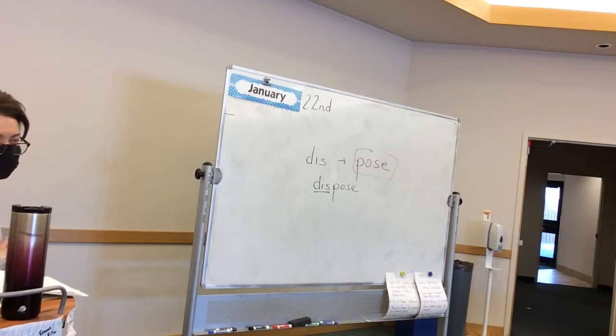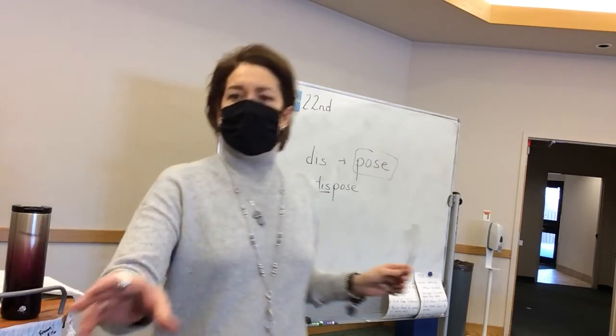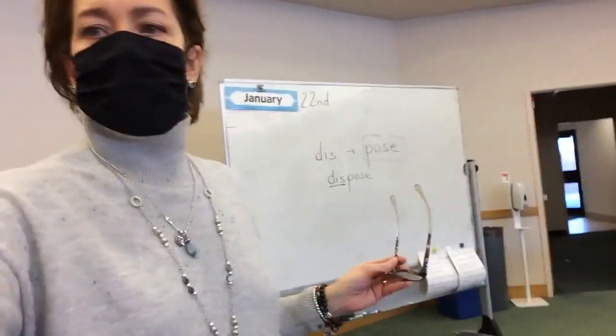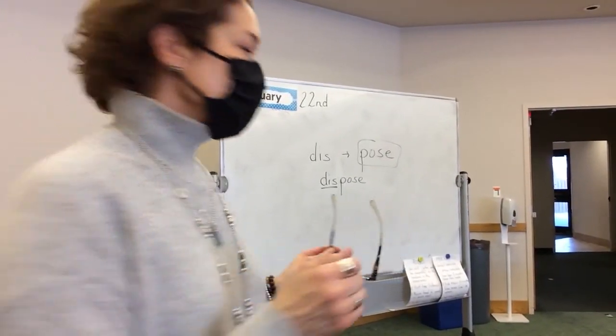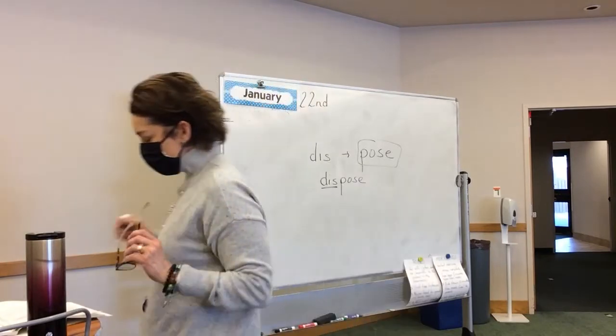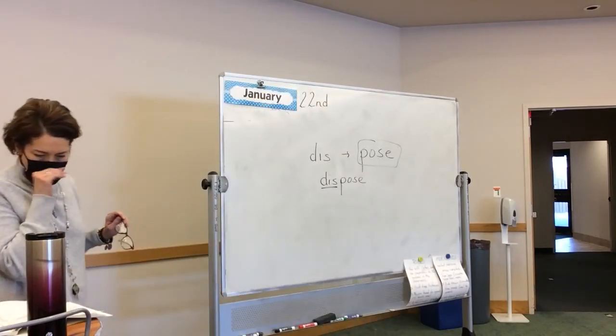Dispose. You're going to dispose something. What does that mean? James? 5, to place apart or to throw away. When you dispose of something, that means you throw it away. It's another word for throwing something away. Very good. So you're going to write dispose with 5.